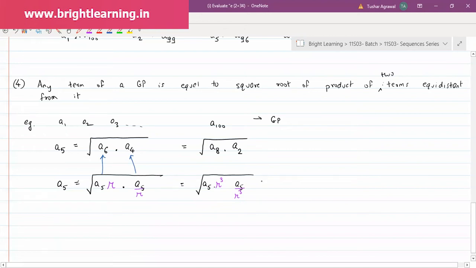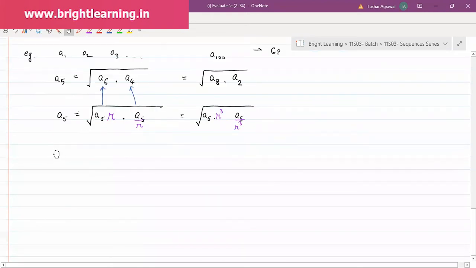Okay, sir. So you can also generalize it. Let's say I write a general result: A40 is equal to the square root of A48 multiplied by AK. So K is equal to what? Answer quickly. One step answer it should be. Answer, students, if you are understanding.